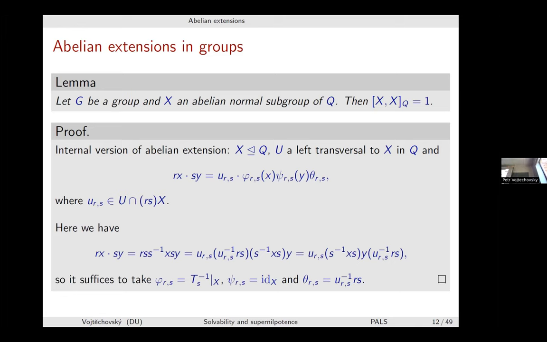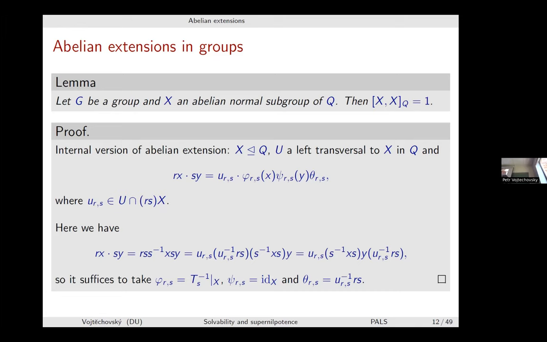So if I do Rx times Sy, I will introduce some conjugation by S, which I inserted as S S to the minus 1. And I have inserted U_RS and U_RS to the minus 1. And then the last three factors, the Y, the S to the minus 1 X S, and the U_RS to the minus 1 RS, are all elements of X. It's clear for the Y and the conjugation from normality. For this other element, it's clear from the fact that they are in the same coset of U, so same coset of X. So therefore, of course, U to the minus 1 RS is going to be in X. And because it's an abelian group, I can move it to the end.